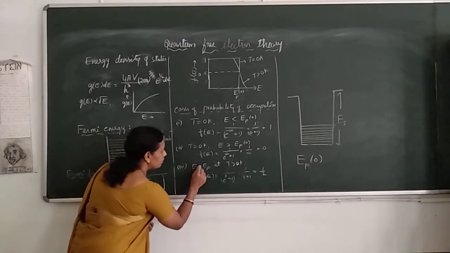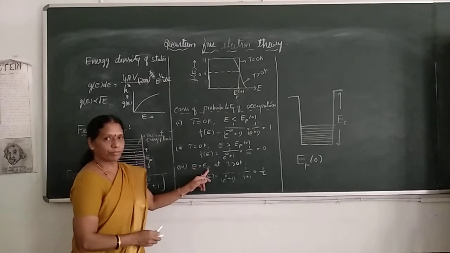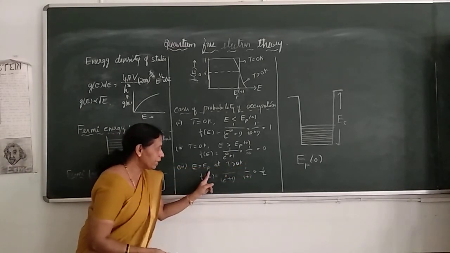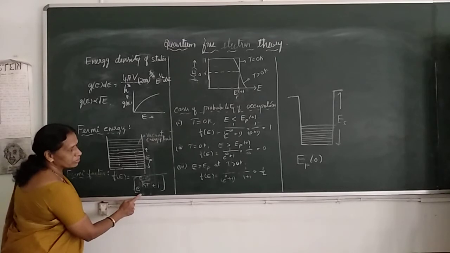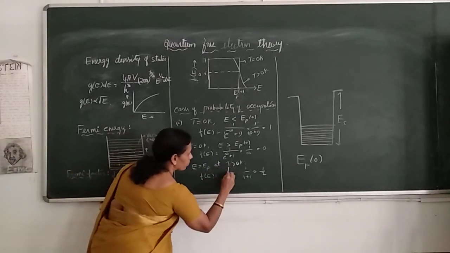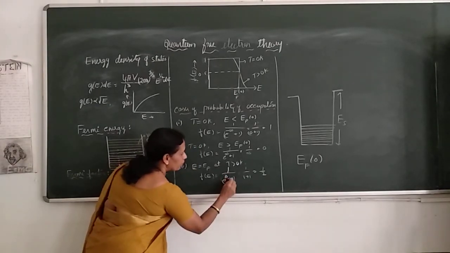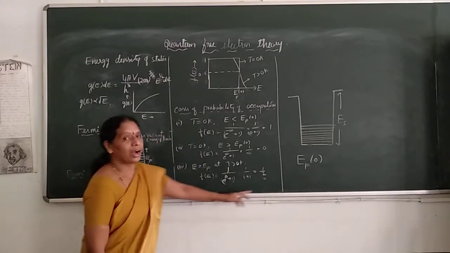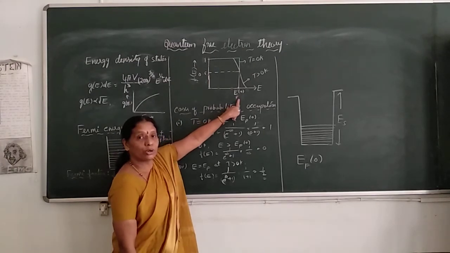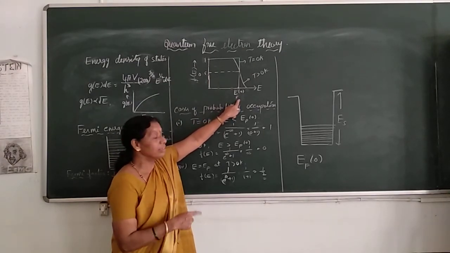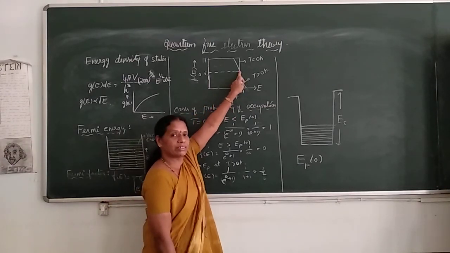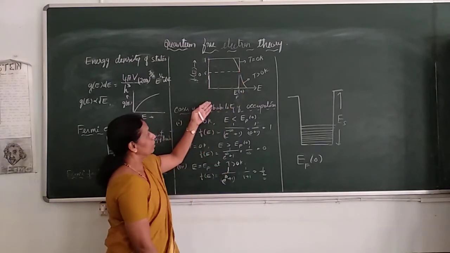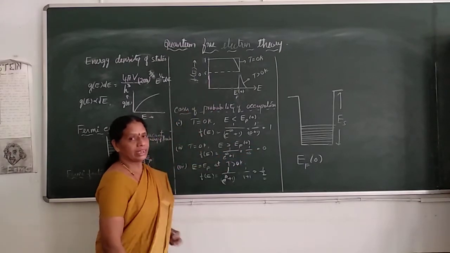The third case is, suppose E is equal to EF. Case 3: E equal to EF at T greater than 0 Kelvin. At a temperature more than absolute 0, if E equals EF, what do we get? This expression becomes 1 by e power 0 plus 1. E power 0 is 1, so 1 plus 1, and then we get f of E equal to half. What do you observe here? At the energy E equal to EF, that's not EF of 0, the probability of filling the states is half. That particular level having energy EF is half filled. This is how this graph explains the probability of filling the different energy states.